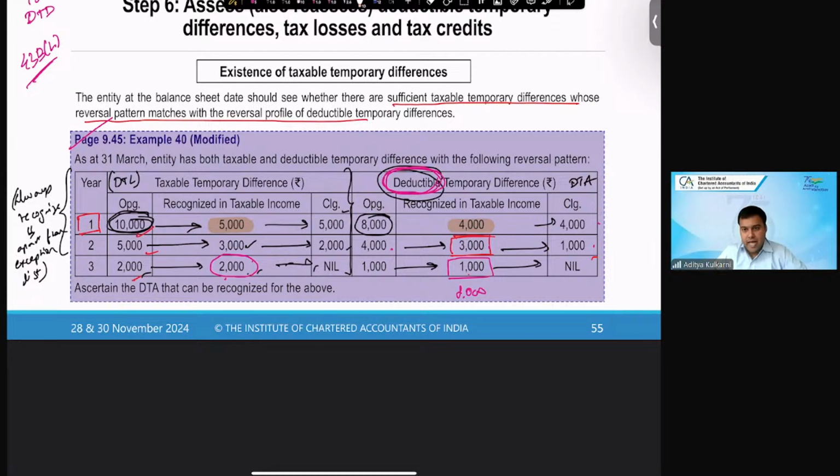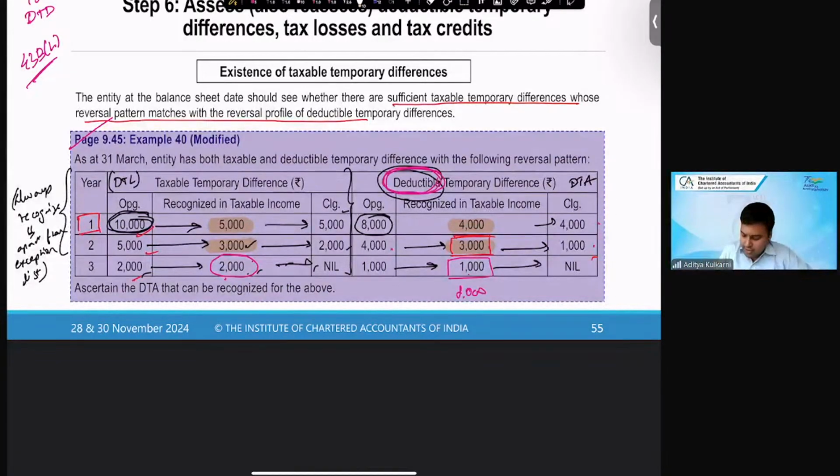So that is matching in year 1. Year 2, liability reversal 3,000, asset reversal 3,000. Do I have adequate liability to match the asset reversal? Yes, it is equal. DTL is equal, no problem. Equal also means adequate.